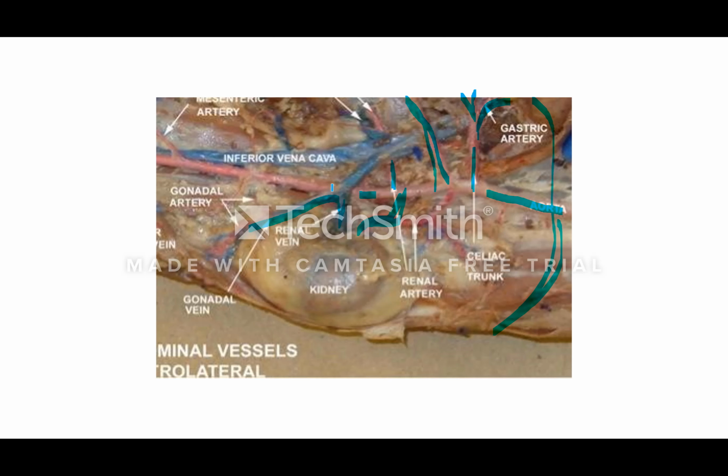As we move more inferiorly down the abdominal aorta, we can start to see the gonadal arteries branching off. So it actually is hard to see. It branches off and it's worming its way out over here. This is probably a male, and that artery is going down through the peritoneum. The right gonadal artery, I can see it branching out over there. And then this next branch is the inferior mesenteric artery.